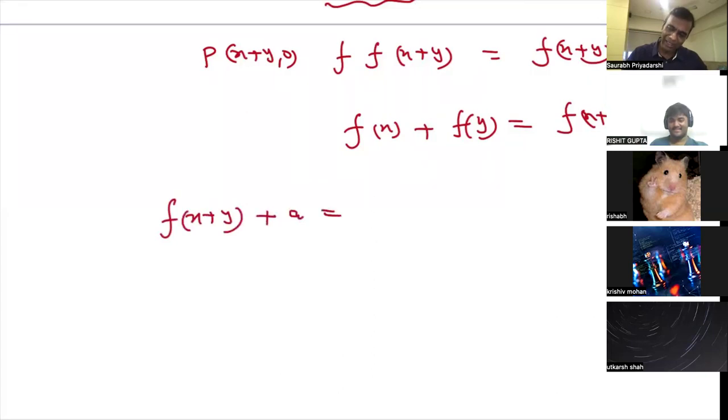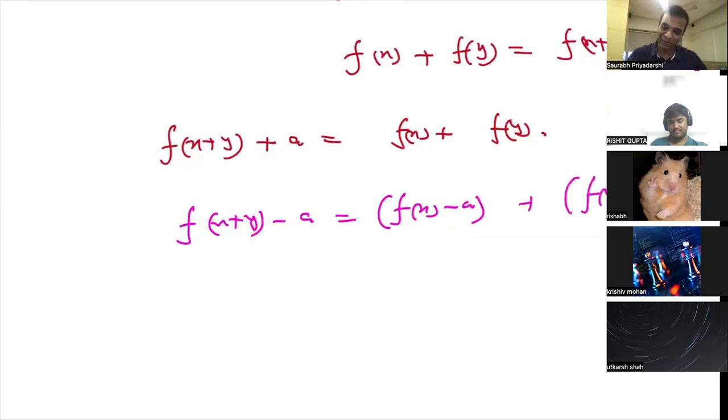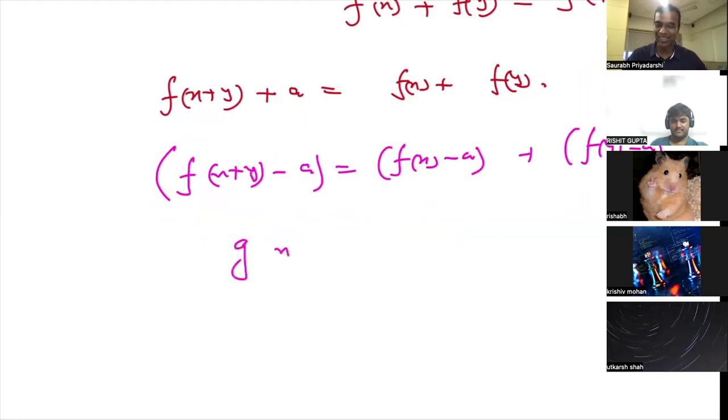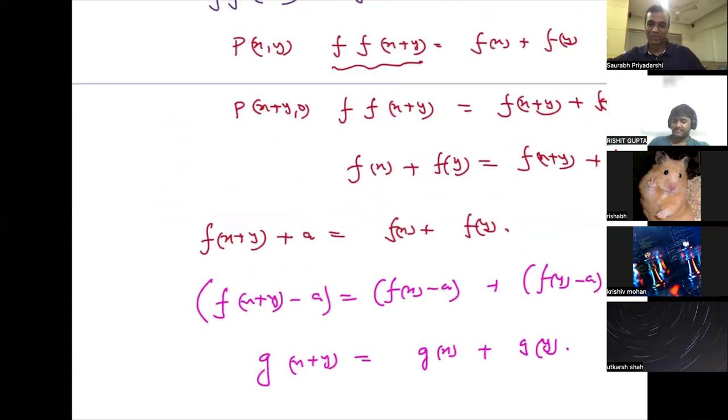See, that is why I said that minus k in place of k will work in a good way, right? So subtract a from both sides. So f(x+y) minus a is equal to f(x) minus a plus f(y) minus a. What? g(x), you can take this as g(x). g(x) plus g(y). Is this okay? Very simple, right?